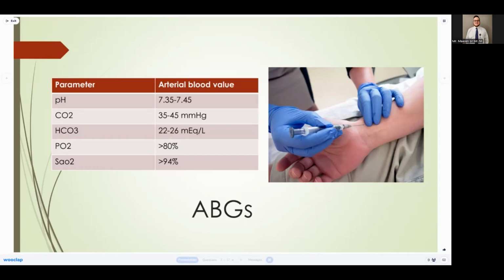That's different than the bottom number. SaO2 is like pulse ox. When you put a pulse ox on someone's finger, that's what SaO2 is, so above 94%. With ABGs and understanding acid-base balance, for the most part, it's going to be eyeballing what the pH is, and then looking at these two and what kind of relationship they have will help us determine what's going on with an acid-base imbalance.